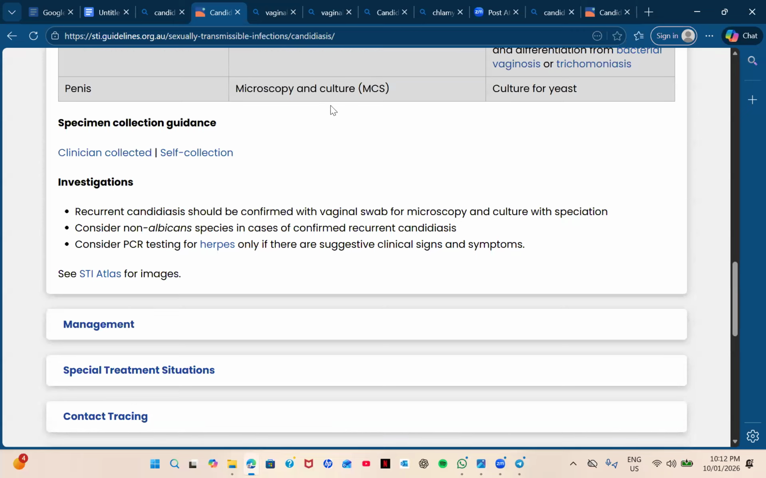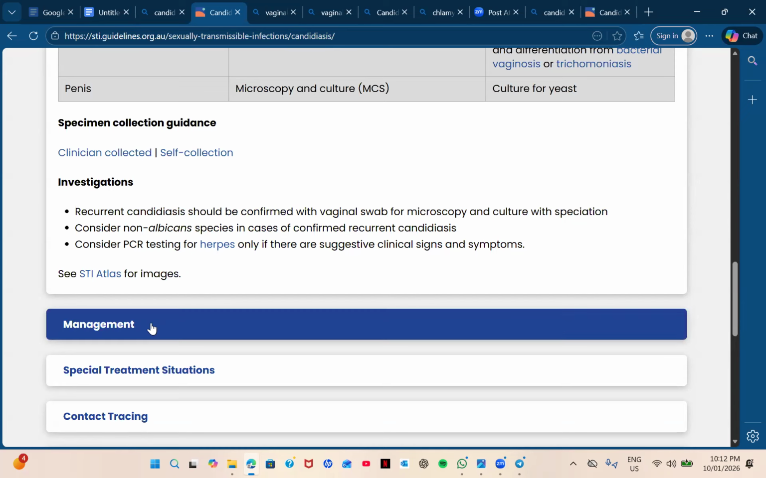Then other investigations: recurrent candidiasis should be confirmed with a vaginal swab for microscopy and culture with speciation. So that's the question they asked in November. Then consider non-albicans species in cases of confirmed recurrent candidiasis, and consider PCR testing for herpes only if there are suggestive clinical signs and symptoms.